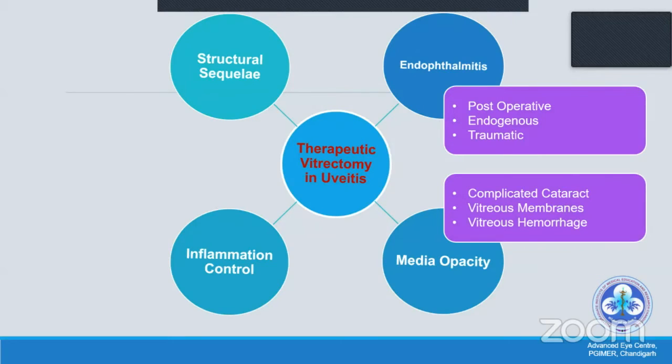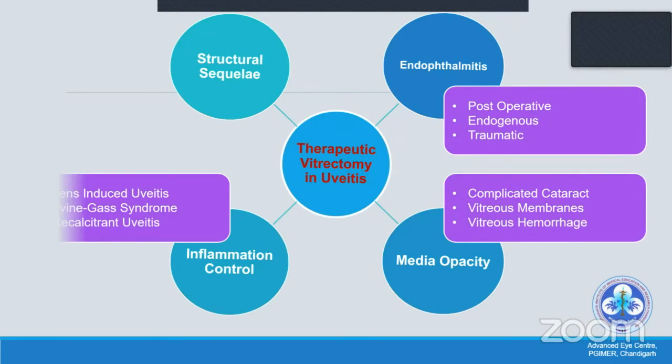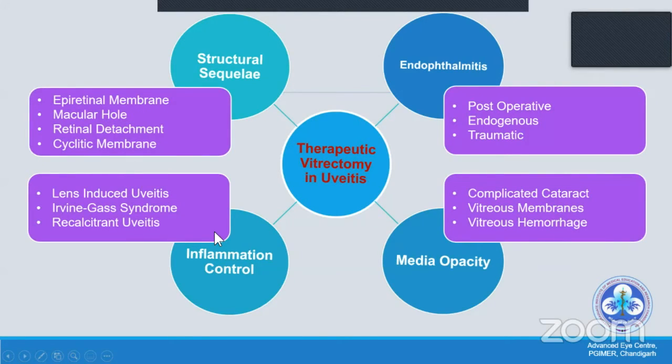Inflammation control is an upcoming indication and has become an important indication. Lens-induced uveitis, obviously, we used to do before also. Irvine-Gass syndrome and recalcitrant uveitis. And obviously, the structural sequelae of uveitis, something like epiretinal membranes, macular hole, retinal detachment, and a cyclitic membrane. We just saw very nice videos of that. I'll be just touching upon 1 or 2 cases in each of these scenarios to just show what all is possible.